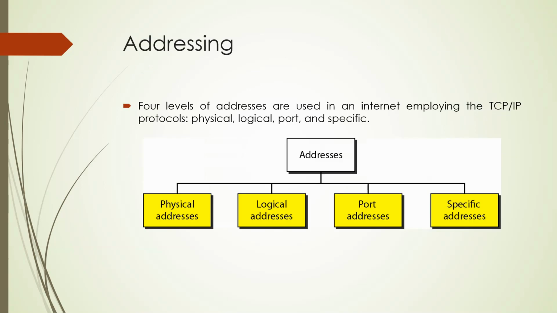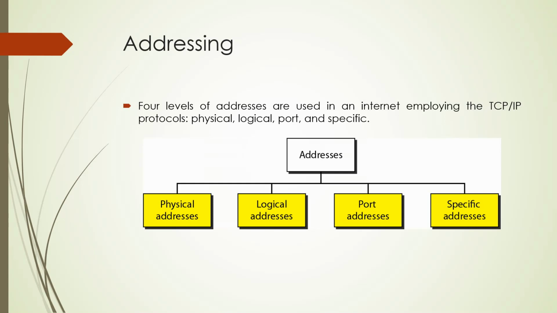Again, as we were discussing earlier, there are four levels of addressing. First is physical address. Physical address is what? The MAC address that is governed by the data link layer. Again, we have a logical address, that's the IP address that is governed by the network layer. Then we have the port addresses, which means process to process delivery of packets.